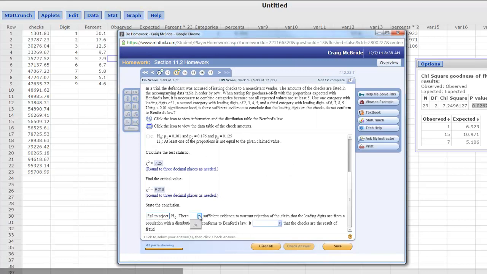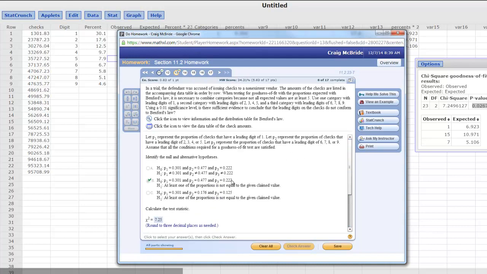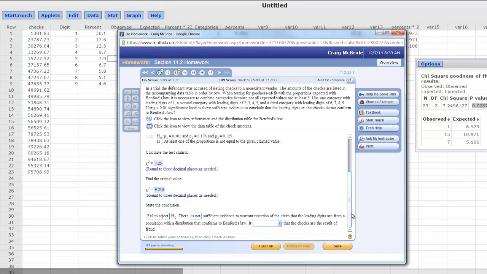Every time we fail to reject, there is not sufficient evidence to warrant rejection of the claim. And because we could not reject our claim, and our claim was that everything matched what we thought it would match, does that mean it appears that the checks are the result of fraud? Nope. It means they do not appear to be, because they seem to match Benford's law.